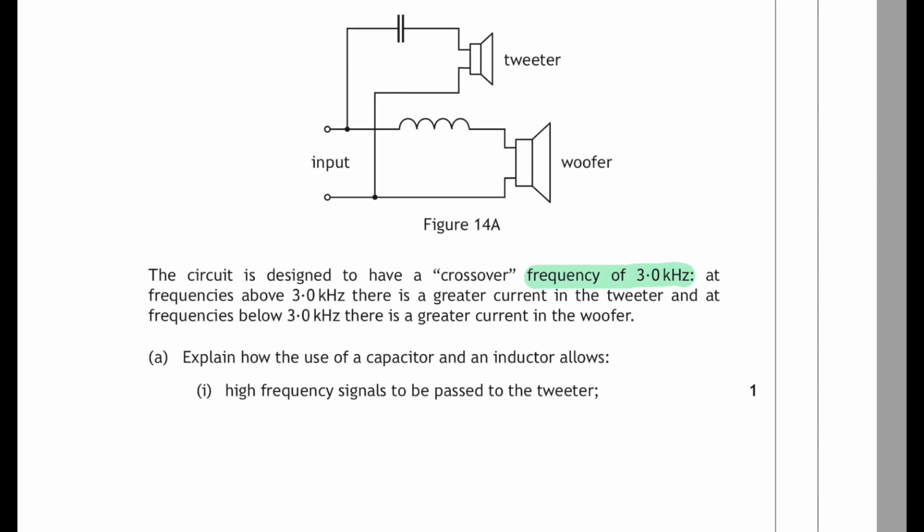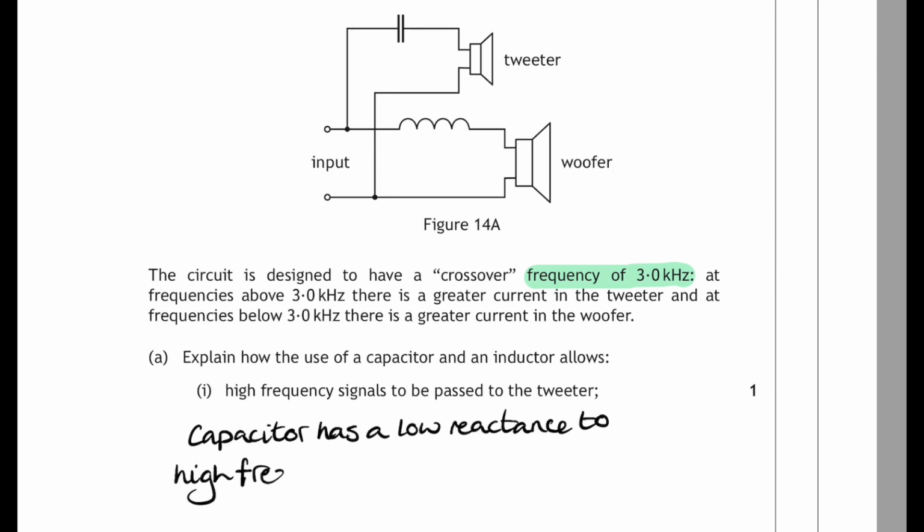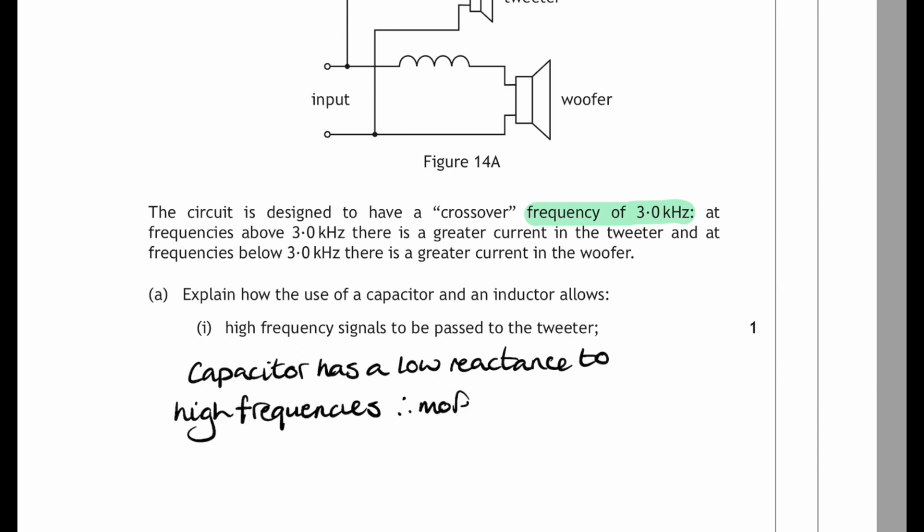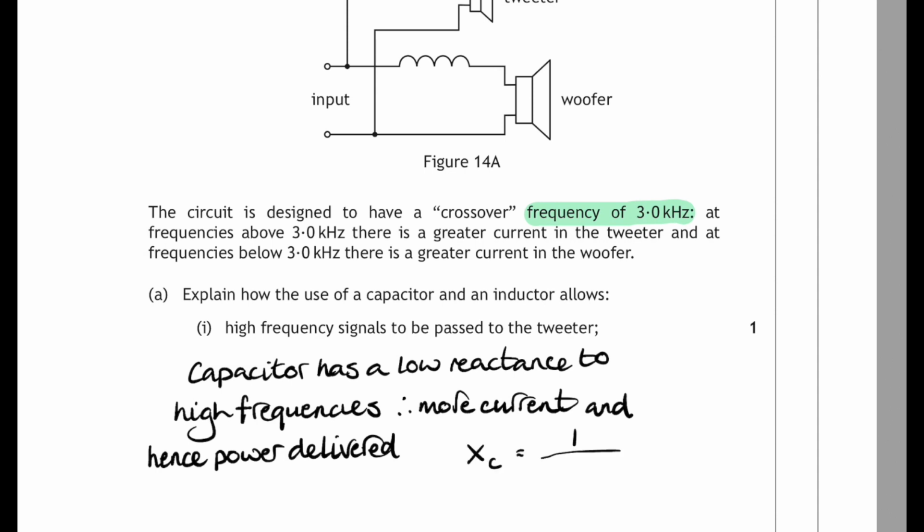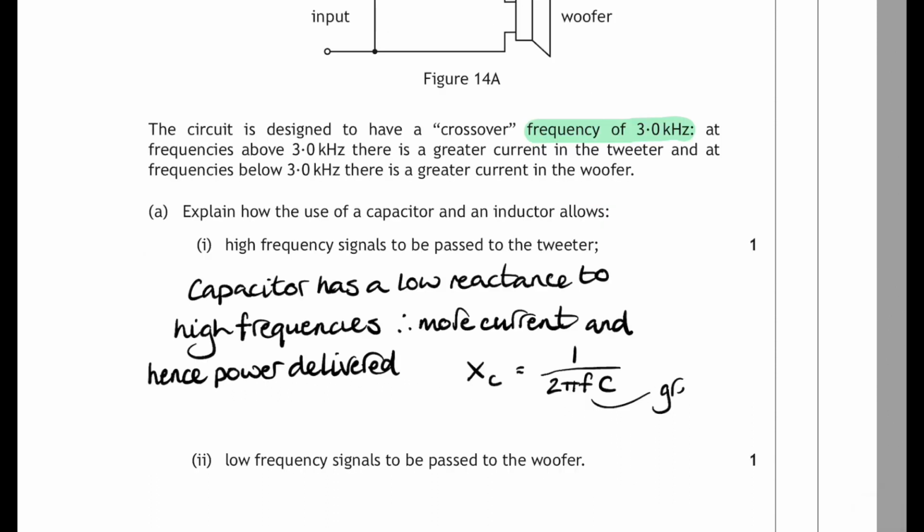And for part A, we have to explain how the use of a capacitor and an inductor allows, firstly, high frequency signals to be passed to the tweeter, where there's a capacitor in series with the tweeter. And capacitors like high frequencies. Why is that? Well, capacitors have got a low reactance for high frequencies. In other words, more current and hence more power will be delivered. And you can see that from the reactance relationship from your relationship sheet. Xc equals 1 over 2 pi fC, so at greater frequencies you've got a smaller reactance.